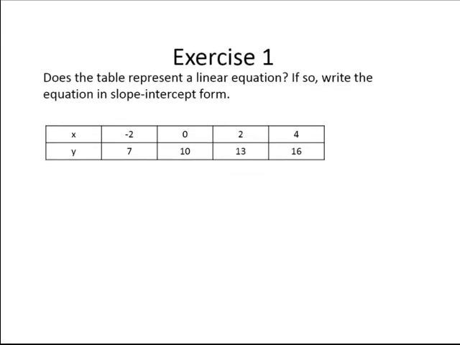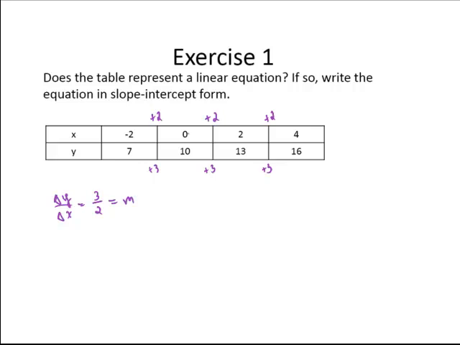So here's our first example. Does the table represent a linear equation? And if so, write the equation in slope-intercept form. If we look at the changes in x and y as we go from one point to the next, here we have an increase of 2 consistently across the table, and an increase of 3 for the y. So the ratio of the change in y over the change in x is equal to 3 over 2. And that's the slope.